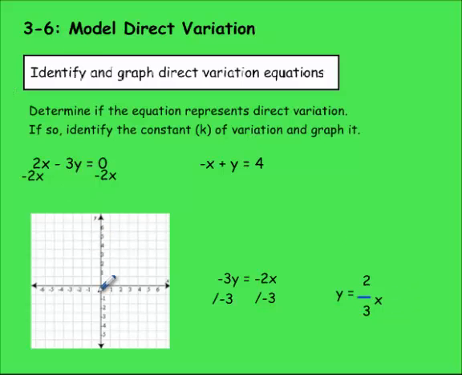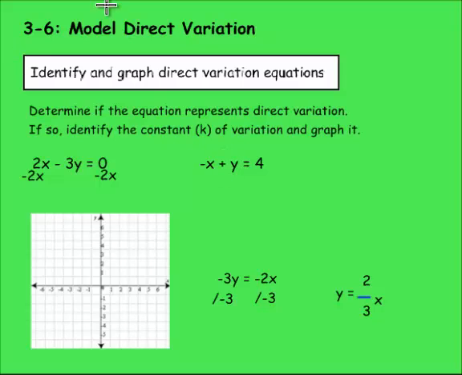Just to show you, if we graph this here, if x was 3, y would be 2/3 of that, so 2. If x was 6, y would be 2/3 of that, so 4. If x was negative 3, y would be negative 2. Negative 6 would be negative 4. And we're going to see that this line, if we go from point to point, does go through that origin nice and perfectly.